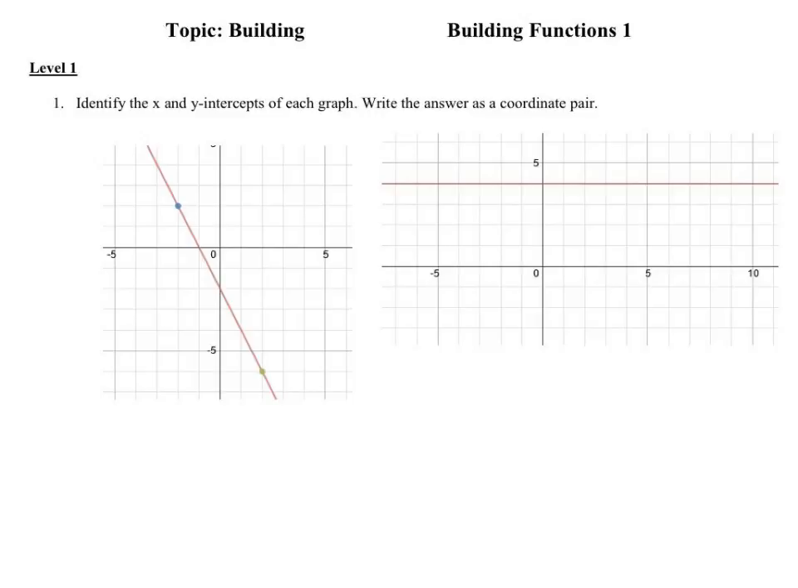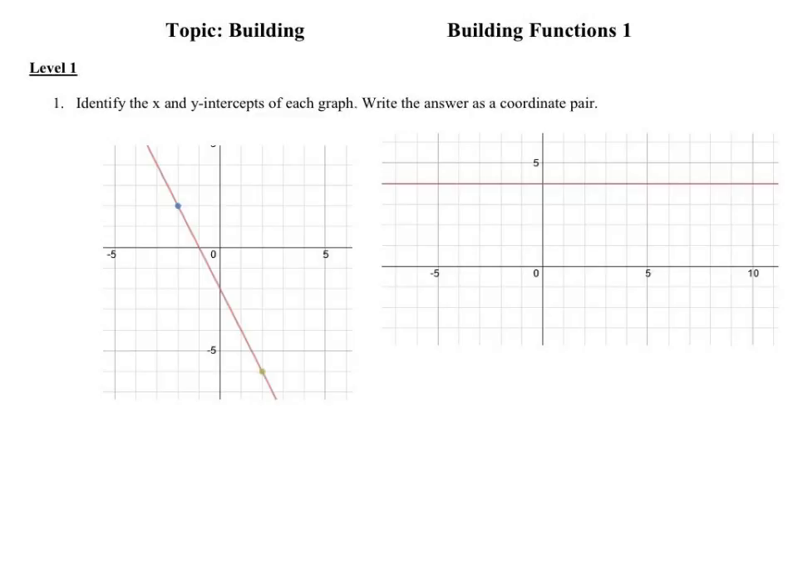In this lecture, we are going to start looking at some of the characteristics of building functions. So let's take a look at example 1. Example 1 says, identify the x and y intercepts of each graph. Write the answer as a coordinate pair. So let's take a look at the first graph.